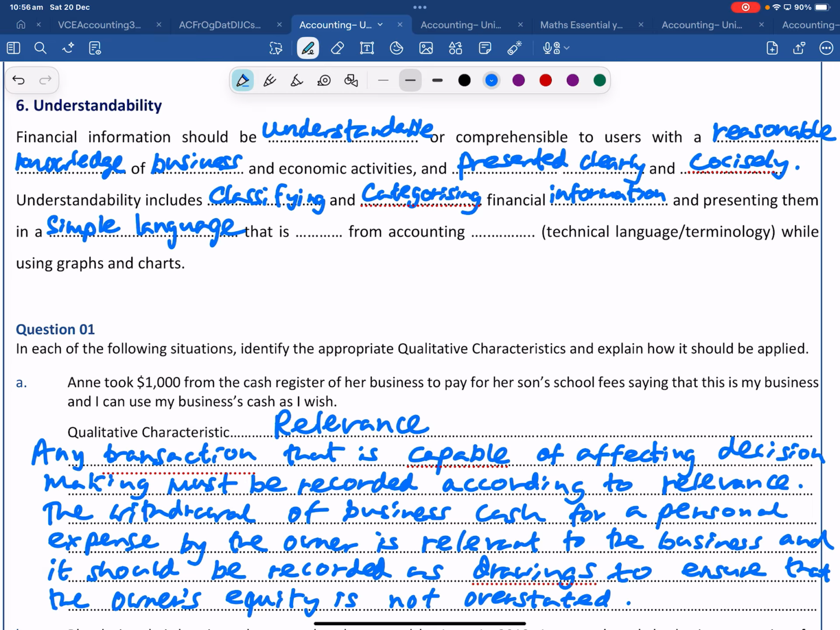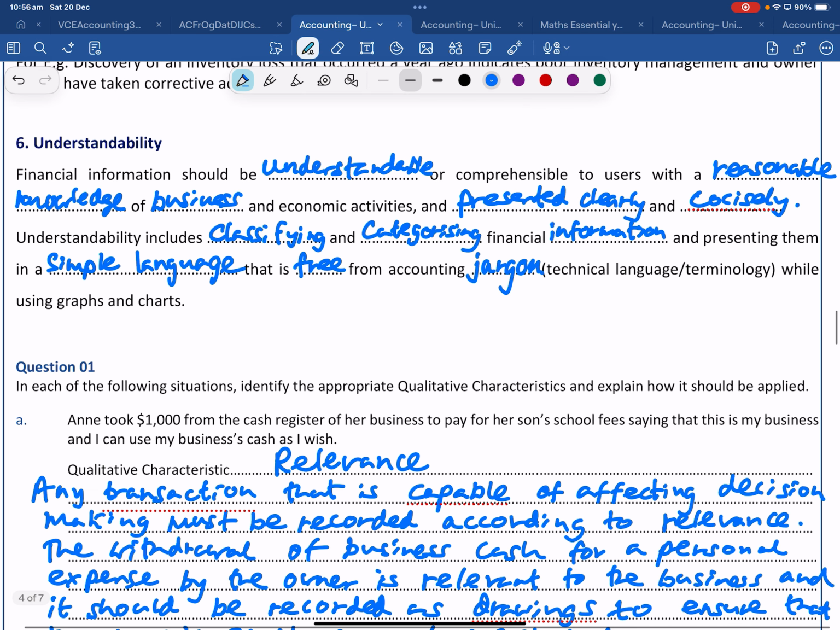That is free from accounting jargon. Have you heard the term jargon? Please read it, guys. This is the last one.